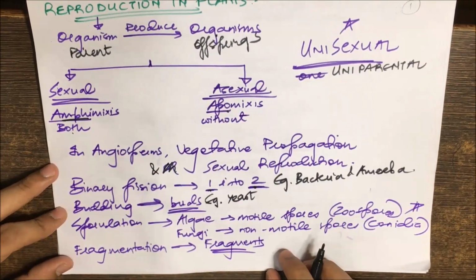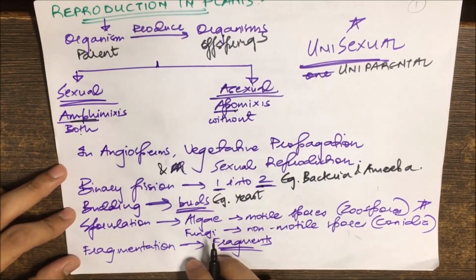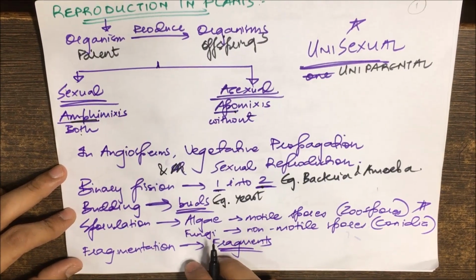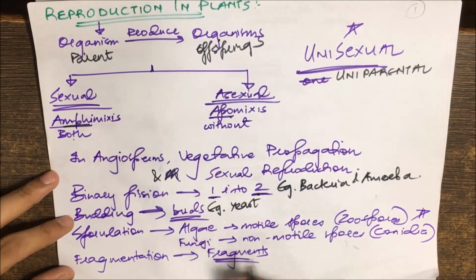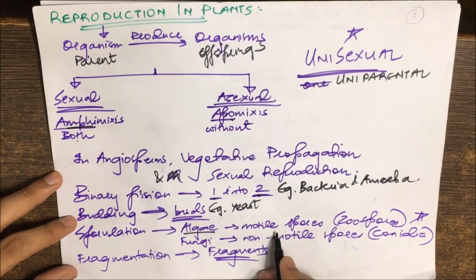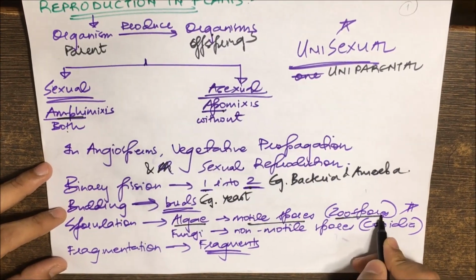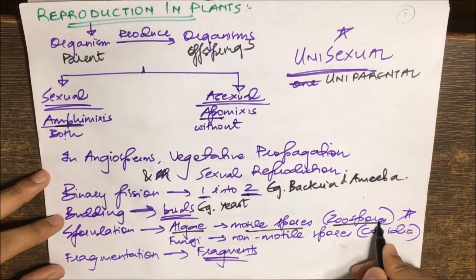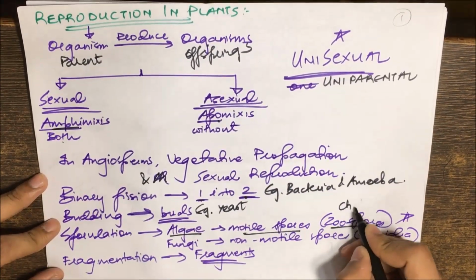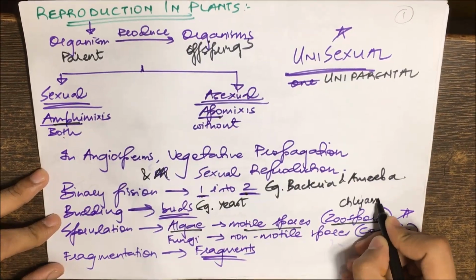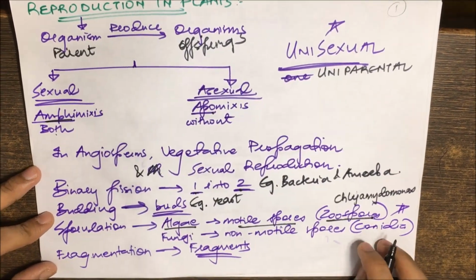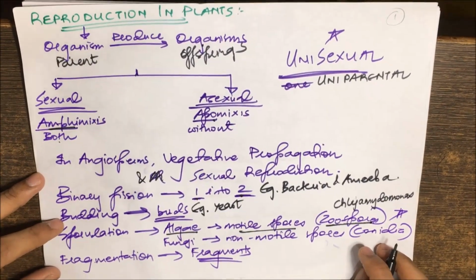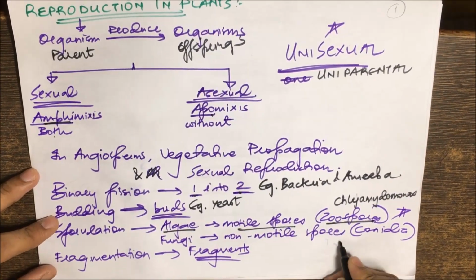Another method is sporulation, which is by formation of spores, wherein spores are formed which may be motile or non-motile, which develop into new organisms at a later stage. In organisms like the algae, motile spores known as zoospores are formed, which are seen in organisms like Chlamydomonas. While in fungi, non-motile spores called conidia are formed, which is seen in organisms like the penicillium.